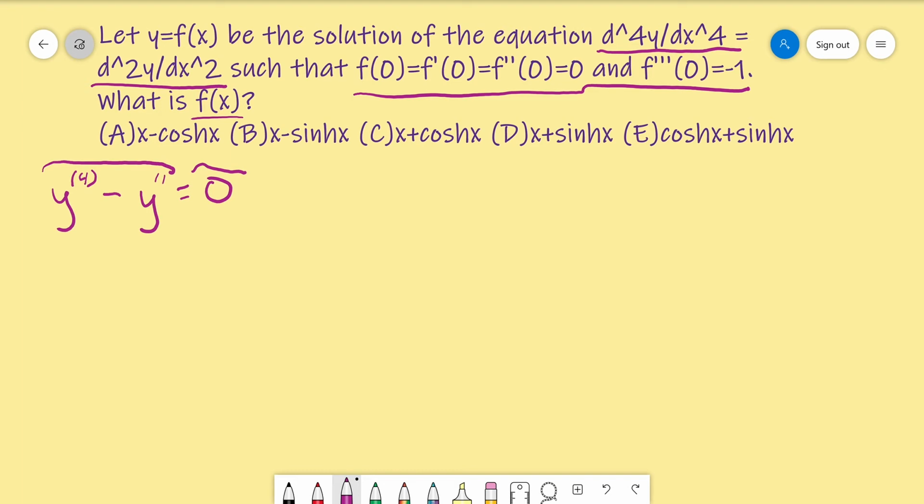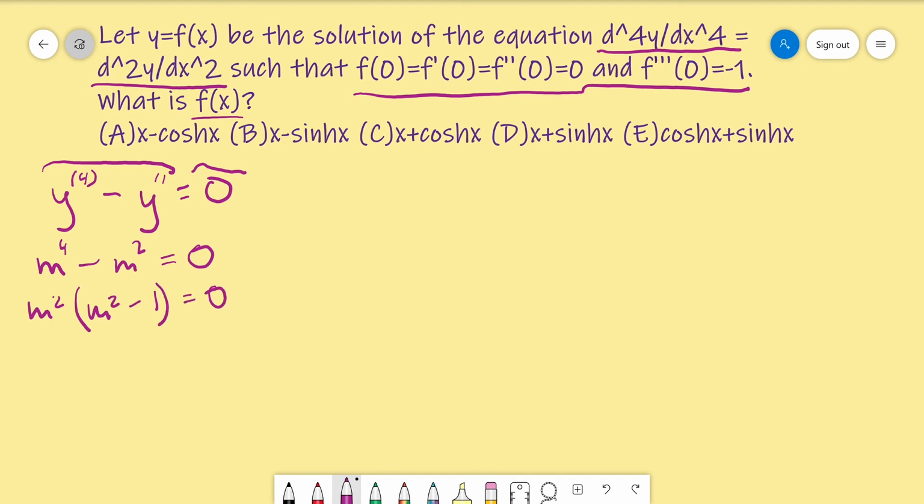So we have a general solution for a linear homogeneous differential equation, and all we have to do is find the auxiliary equation. And the auxiliary equation is just a polynomial in some variable m, let's say, with the same exponents as the orders of the derivatives in the original equation, and the same coefficients, which in this case are just 1 and minus 1. So we get m to the fourth minus m squared equals 0. We have to find the roots of this auxiliary equation. So we'll get m squared times (m squared minus 1) equals 0.